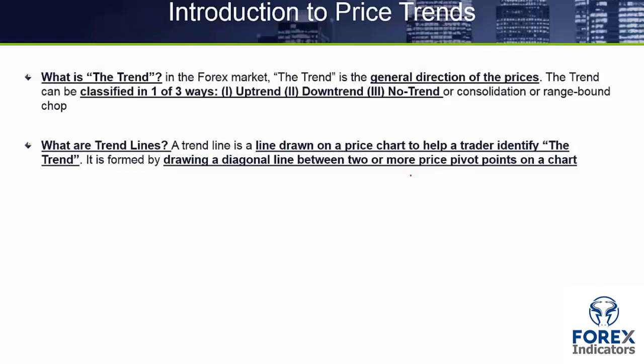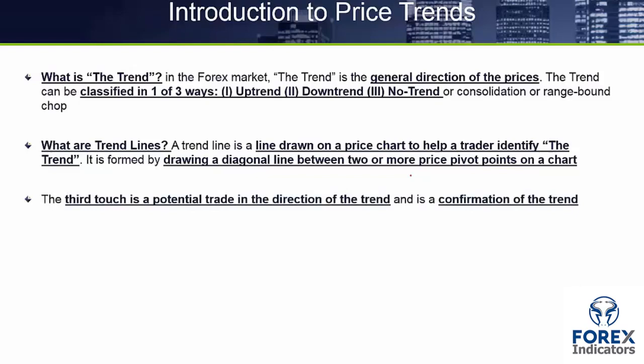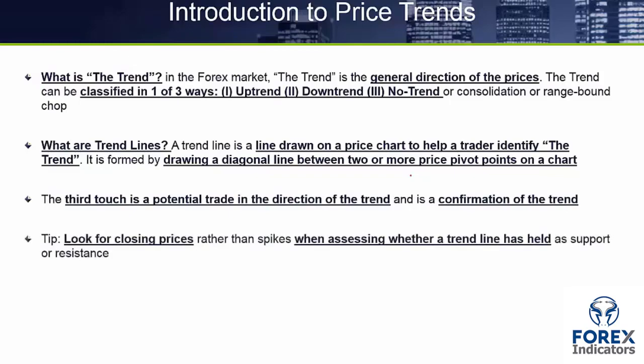What are trend lines? Well, a trend line is a line drawn on a price chart to help a trader identify the trend. It's formed by drawing a diagonal line between two or more price pivot points on a chart. The third touch is a potential trade in the direction of the trend, and it's actually the confirmation of the trend. A tip is look for the closing price rather than the spikes when assessing whether the trend line has been held as support or resistance.